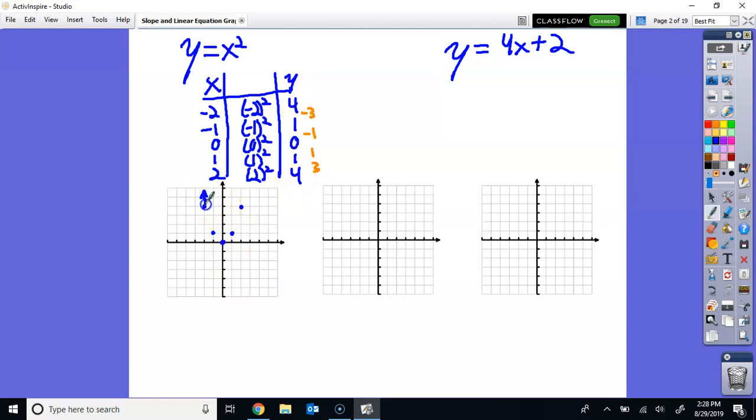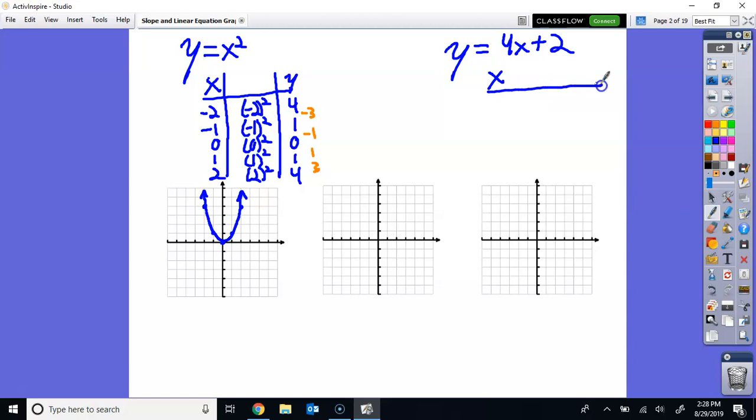Once you've got this, you can connect your dots, and this one does make a curve. It is not a line. Hopefully you can see that very obviously. We also can look at this equation and tell it is not linear. We can look at this table and tell that it's not linear. So we can look at the equation, the table, and the graph and tell that this is not a linear function.